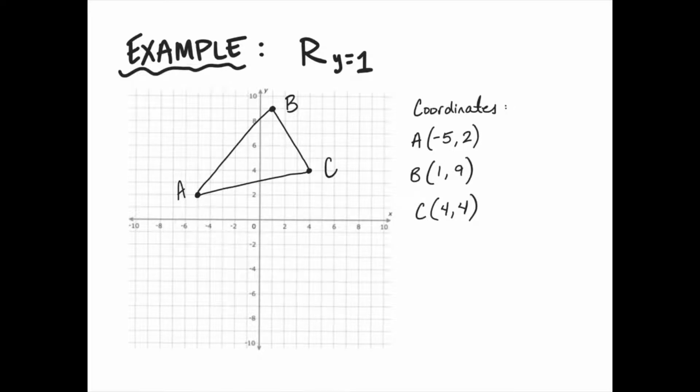Up next, we're going to reflect about the line y equals 1. So let's do the same thing we did before and highlight the line y equals 1. Y equals 1 is a horizontal line that goes through the y-axis at 1. The way I remember this is it cuts through y at 1. That's how I know how to plot that. Cuts through the y-axis at 1.